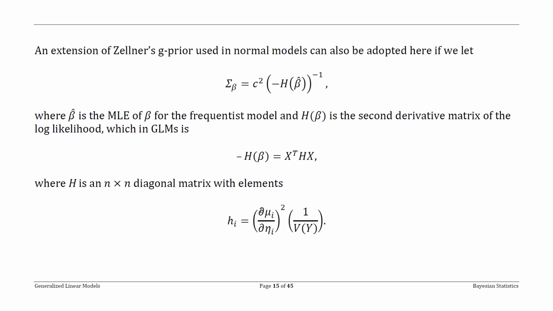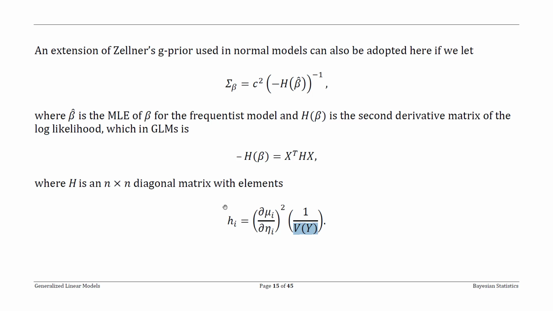And so what you're going to do is take the derivative of the mean of your distribution with respect to eta_i, where these are the natural parameters of the response distribution, and you're going to square those and then multiply by the inverse of the variance of your data distribution. If this sounds complicated, it can be, right? So there are some nice theoretical results that allow us to write these diagonal elements in this way.